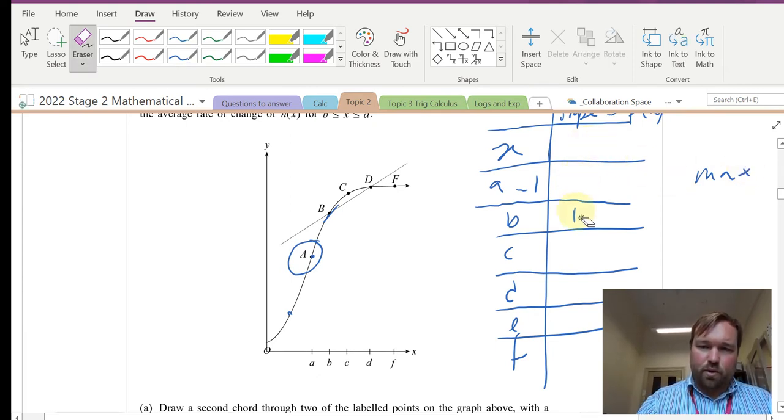Oh, I've shifted them all off by 1, sorry, haven't I? Let me just reset this table.